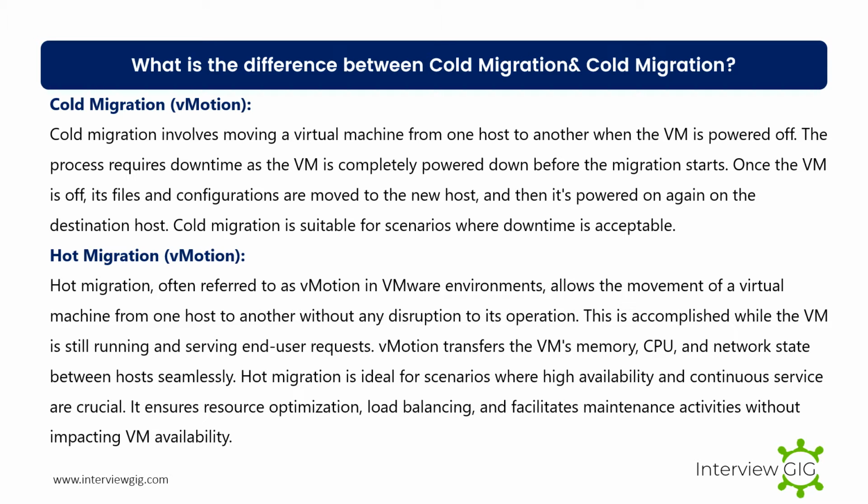Hot migration, vMotion. Hot migration, often referred to as vMotion in VMware environments, allows the movement of a virtual machine from one host to another without any disruption to its operation. This is accomplished while the VM is still running and serving end-user requests. vMotion transfers the VM's memory, CPU, and network state between hosts seamlessly. Hot migration is ideal for scenarios where high availability and continuous service are crucial. It ensures resource optimization, load balancing, and facilitates maintenance activities without impacting VM availability.